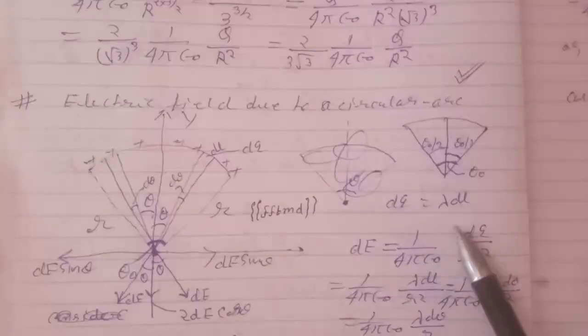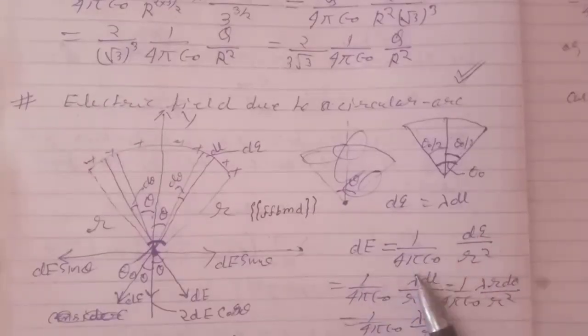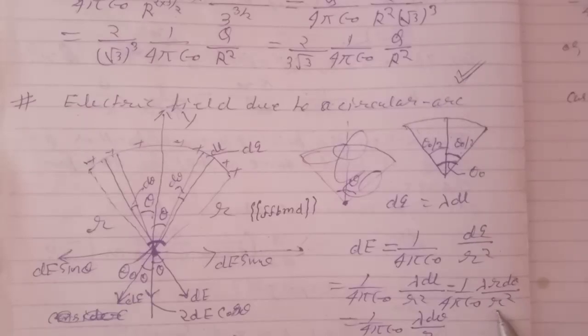Now dq will be lambda dl, so dE equals 1 by 4 pi epsilon naught dq by r square, which is 1 by 4 pi epsilon naught lambda dl by r square. Because dl equals r d theta, this gives 1 by 4 pi epsilon naught lambda d theta by r.